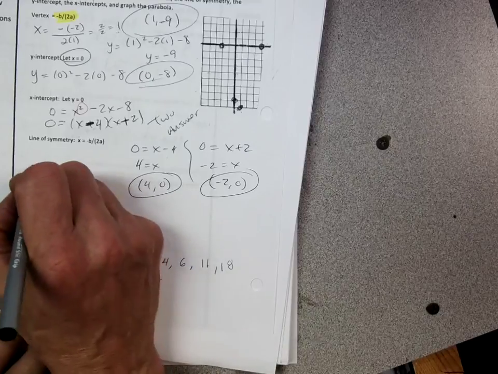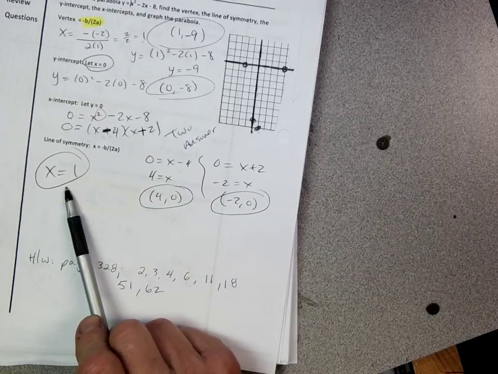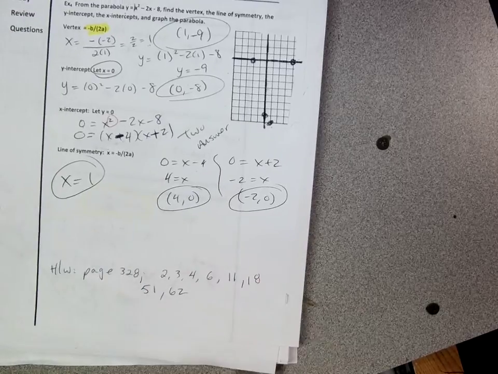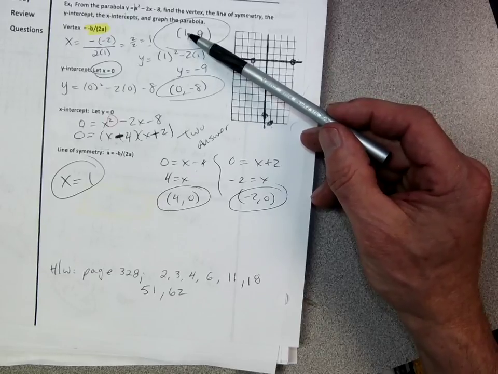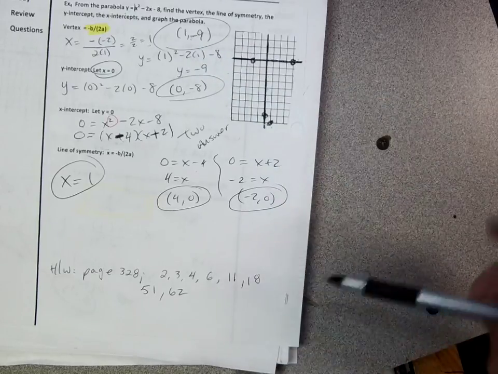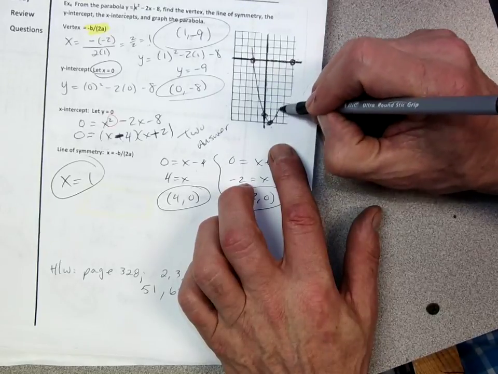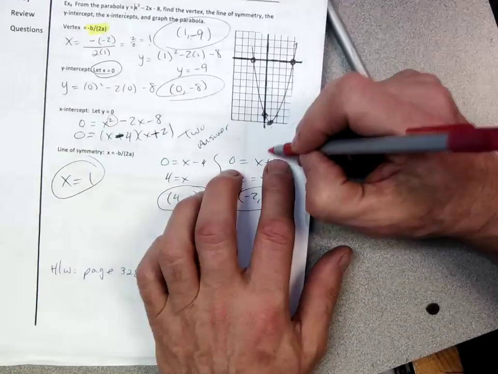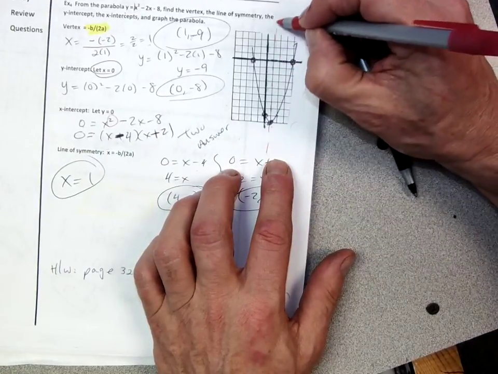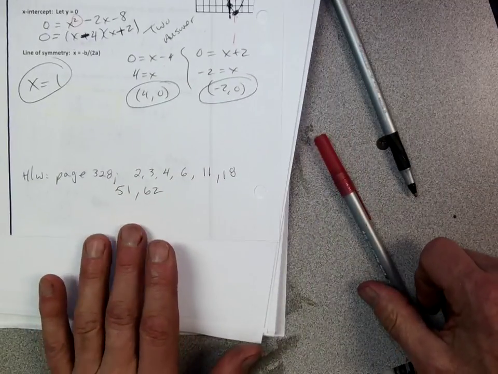Line of symmetry is x equals 1. Where did I get that from? Where did I get the line of symmetry as x equals 1? By where the vertex is. Yeah, it's right where the vertex is, isn't it? It has to be x equals 1. So let's graph it in and put my line of symmetry in. x equals 1. How's that?